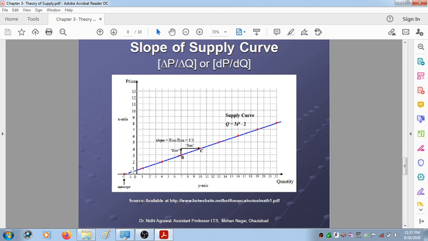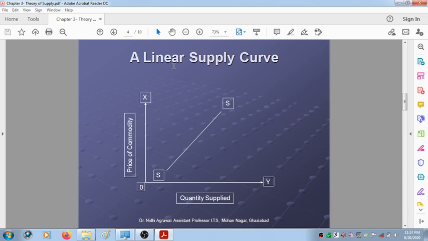It means the vertical line segment will be kept in the numerator, and the value on the horizontal axis will be counted in the denominator. Algebraically we can represent this as delta p upon delta q, or dp upon dq. Why am I writing it as delta p upon delta q? Because price is always taken on the vertical axis, as in the previous figure I have shown, and quantity is taken on the horizontal axis. So the slope is the intercept on the y axis over the intercept on the x axis, and according to this figure the slope will be delta p upon delta q.